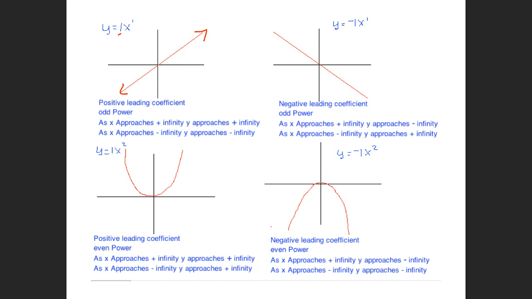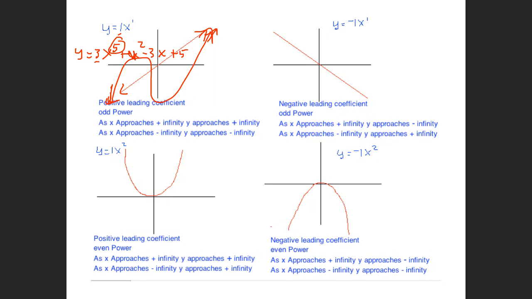Now, I could give you a function, y equals 3x to the 5th plus 4x squared minus 3x plus 5. I don't know what this function looks like, but I do know that the end behavior will look exactly like this. It's going to go up on the right-hand side and down on the left-hand side. Why do I know that? The leading coefficient is positive, and the power is odd. That's what makes the end behavior.